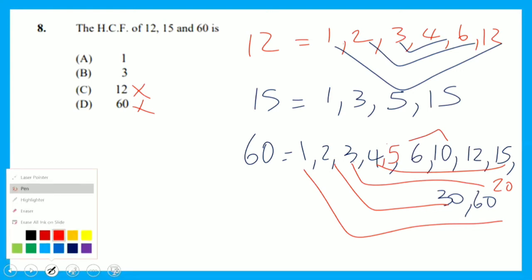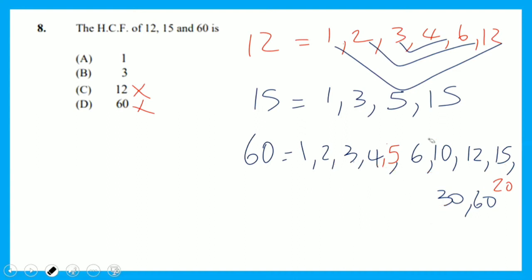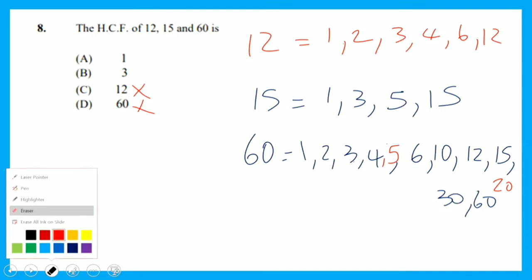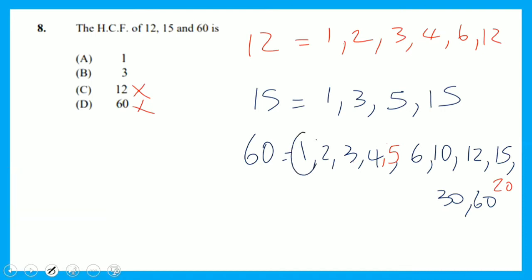And if you want to know the highest common factor, what you would do is look at the common factors first. The common factors would have been 1 and 3 in all of them. And then the highest of those 2 common factors would have been 3, and that's the final answer.